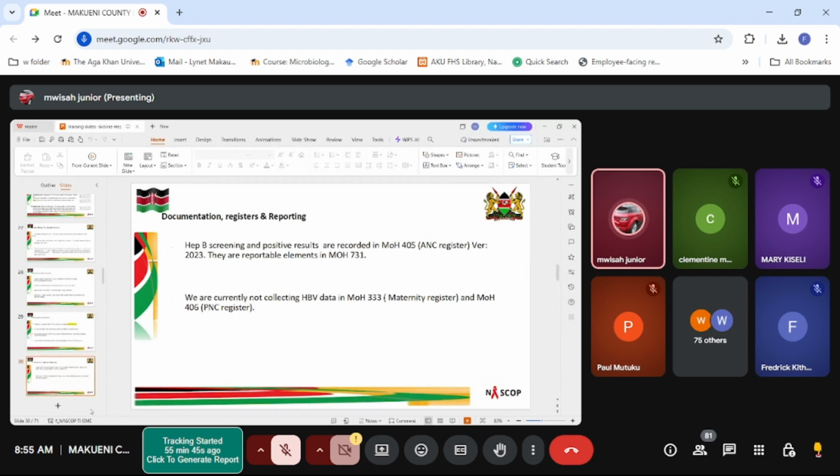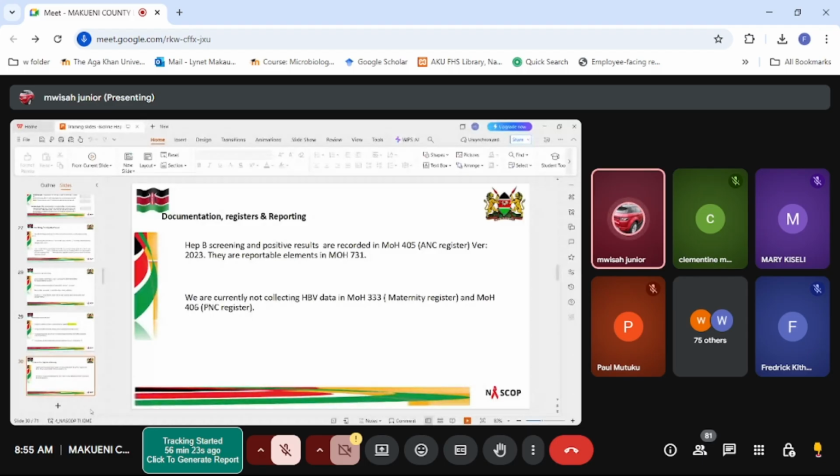Documentation, hepatitis B screening and positive results are recorded in MH 405, that is the NC Registers version 2023, and they are reportable elements in MH 731. But for the lab, we'll be reporting the FCDRR, the MH 643B, where we report our HIV test kits. There is still a column for the hepatitis B kits. That is where we'll be reporting our consumption on a monthly basis.